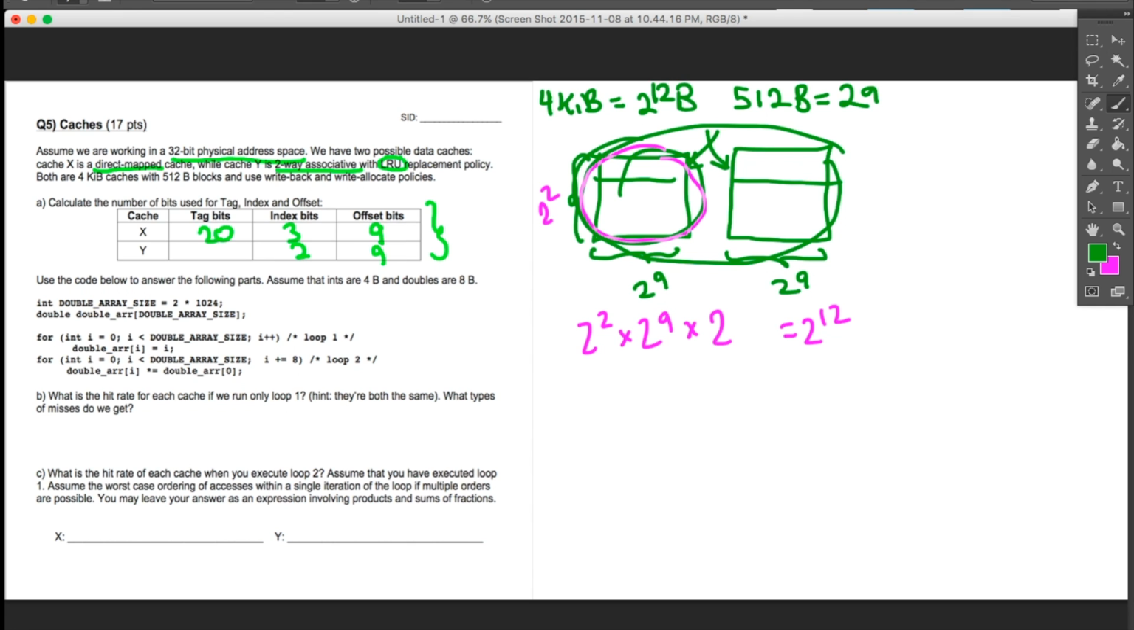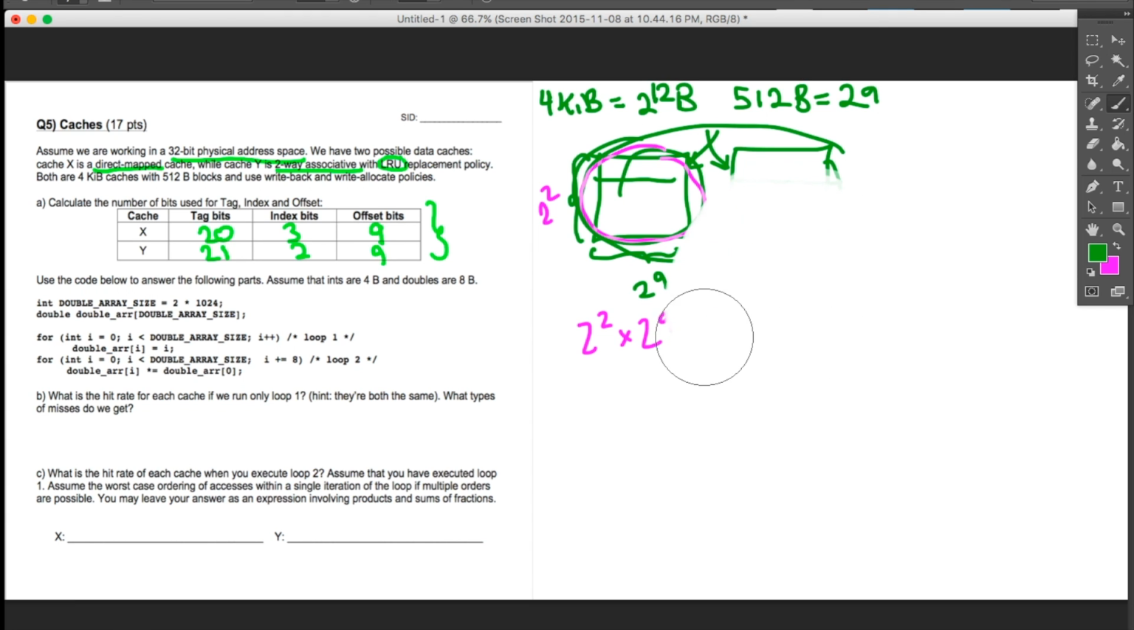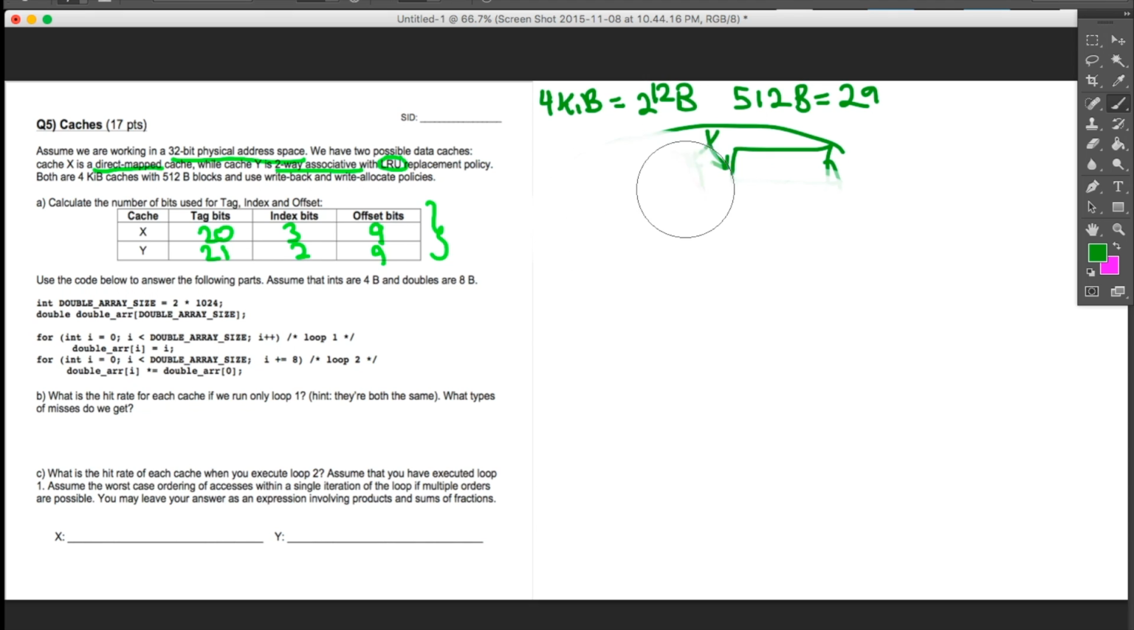What that means is, since we have one less bit in the index and the number of offset bits stays the same, we just need one extra bit for the tag bits such that this equals 32 bits. And if we check the answers, that should be correct. I'm just going to make sure.